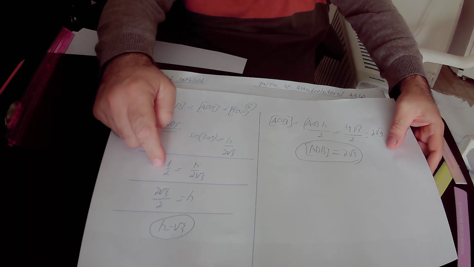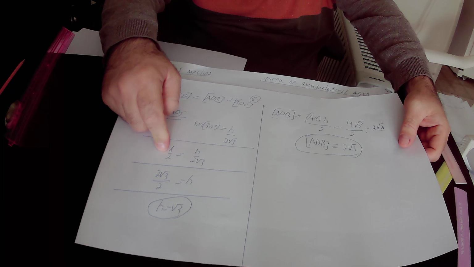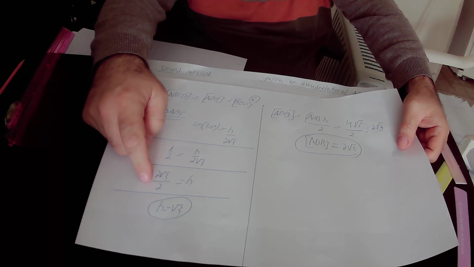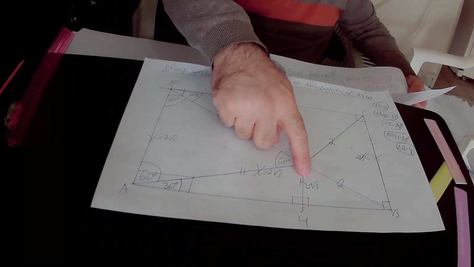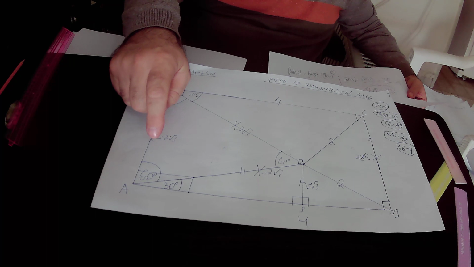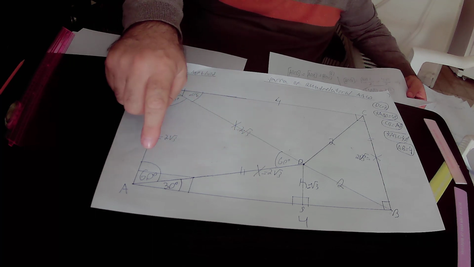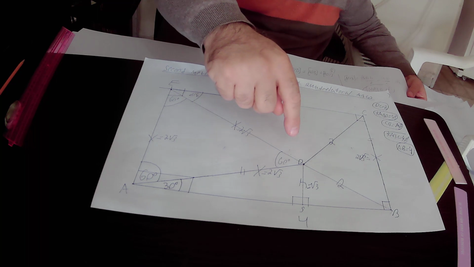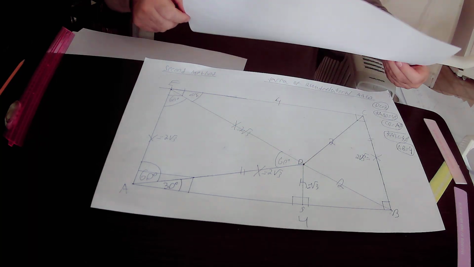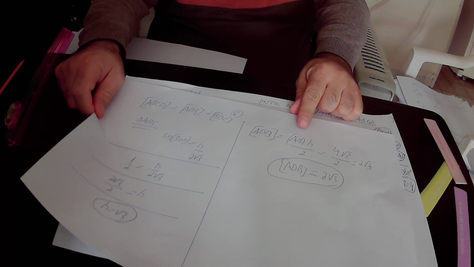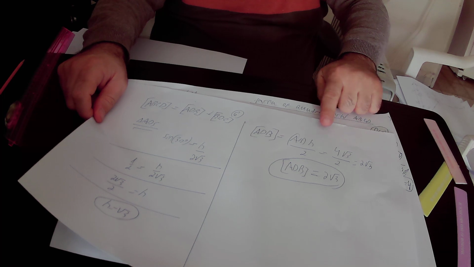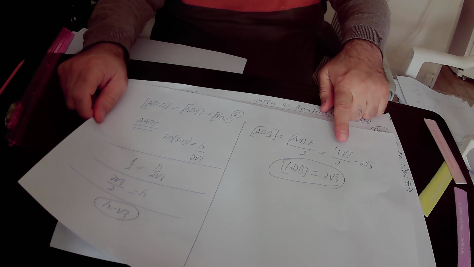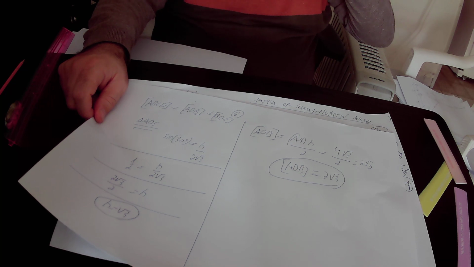We multiply this equation by 2 times square root of 3, and we get that the height equals 2 times square root of 3 over 2. 2 over 2 is 1. So we found that the height of triangle ADB is square root of 3 units. Now we can easily find the area of triangle ADB. The area equals the base, that is AB, times the height over 2. AB equals 4, the height equals square root of 3, all divided by 2. So the area of triangle ADB equals 2 times square root of 3 square units.